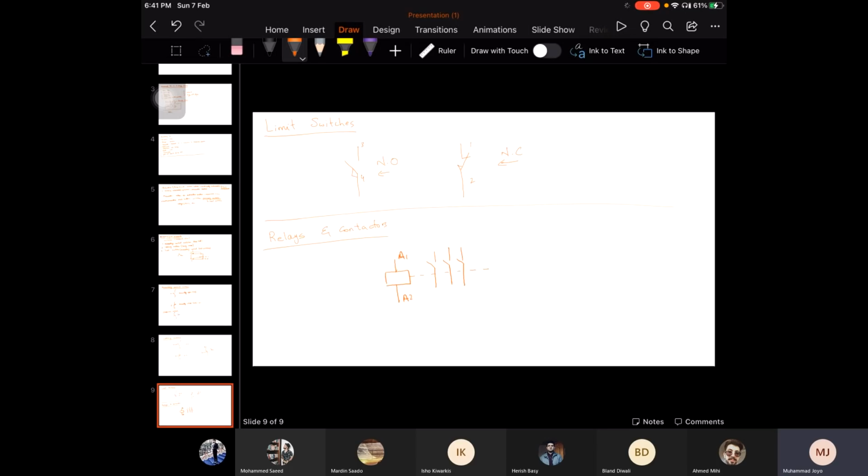So this little box here, a rectangle where A1 and A2 are described, is basically the coil of the relay. Okay, and there are certain switches over here. These switches are basically the output switches. So we can call this type of relay K1.